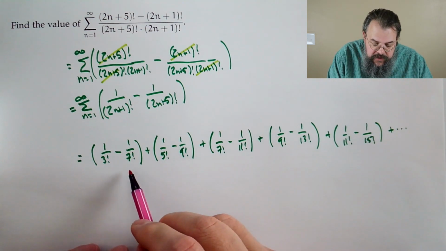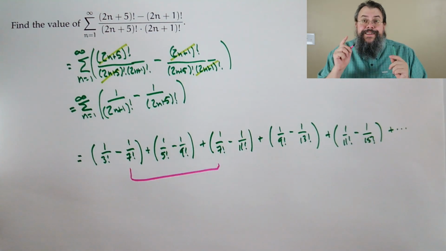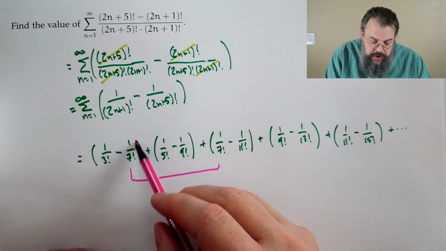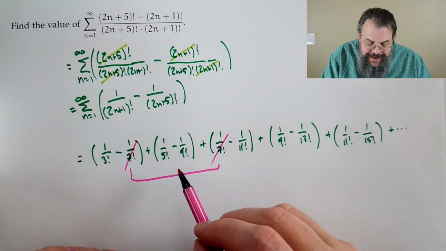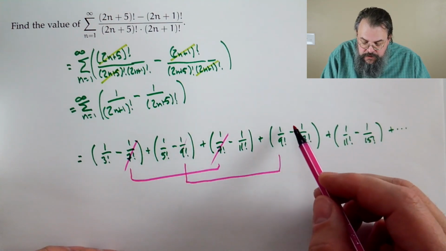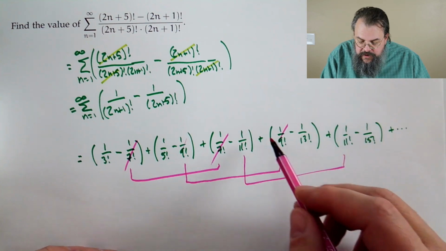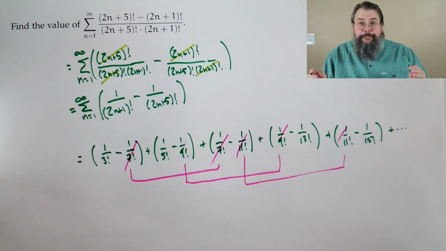This 1 over 7 factorial and this 1 over 7 factorial cancel. Don't have to make the noise, but if it helps, do it. Okay, and this 1 over 9 factorial and that 1 over 9 factorial cancel. And 1 over 11 factorial similar. And so forth and so on.